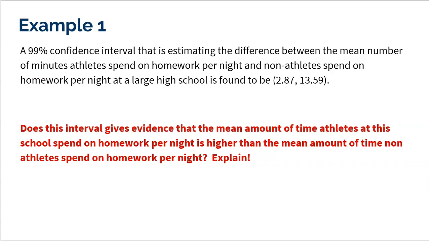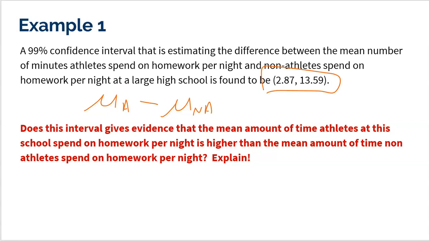Here's an example. Let's say that a 99% confidence interval that is estimating the difference between the mean number of minutes athletes spend on homework per night and non-athletes spend on homework per night at a large high school is found to be 2.87, 13.59. Before we read the next question in red here, let's make sure we understand that we were doing the mean number of minutes that athletes spend per night on homework minus the mean number of minutes that non-athletes spend on homework. What I'm noticing right away is that my entire interval was positive, which means that the athletes are spending more time on their homework.